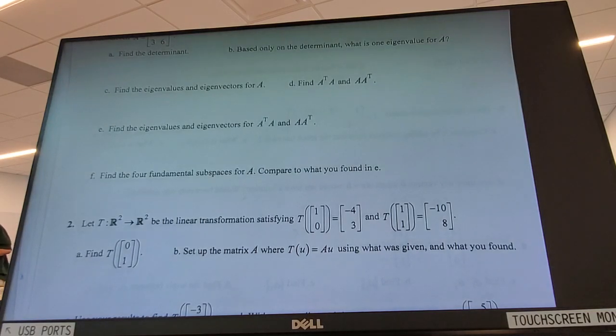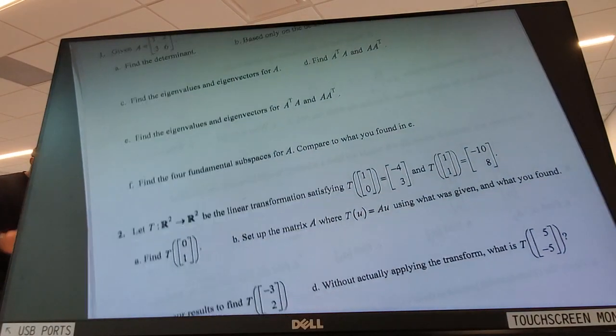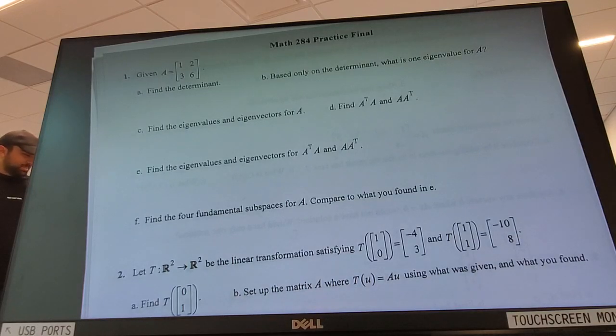For Calc 3, our final's mostly going to be on chapter 16, right? No, it's going to be cumulative. Yeah, cumulative. Oh, I see what you mean. It might be somewhat heavier on the more recent stuff, yeah.